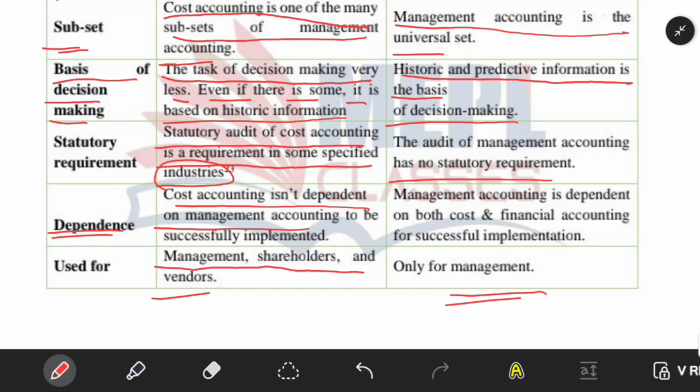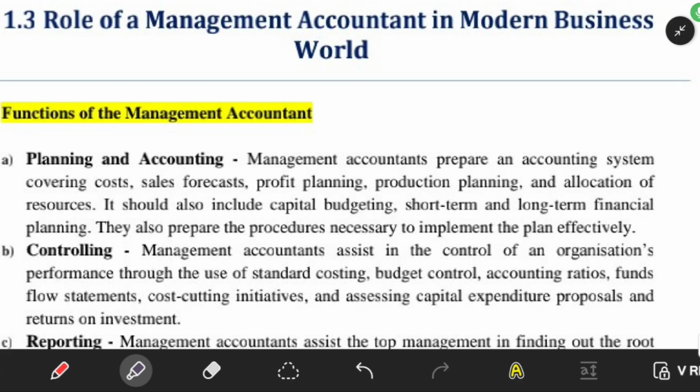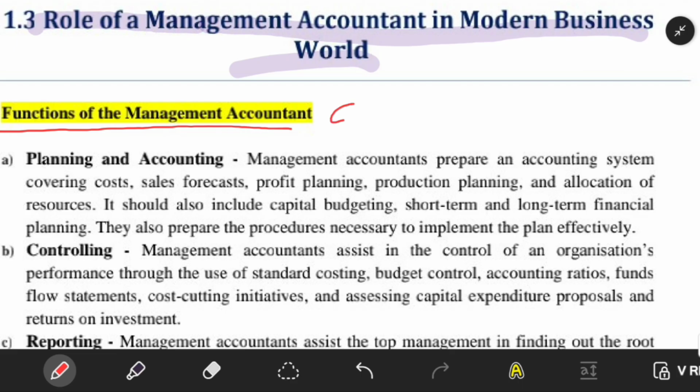Okay, that's it. So the next topic is the role of the management accountant in the modern business world. Many students make the mistake of mixing the traditional and modern roles of the management accountant in the exam. That is completely wrong. From the exam point of view, you must learn both separately. First one is the functions of the management accountant. This is the traditional role. If the question is asked about the traditional role of the management accountant, then you have to write these points.